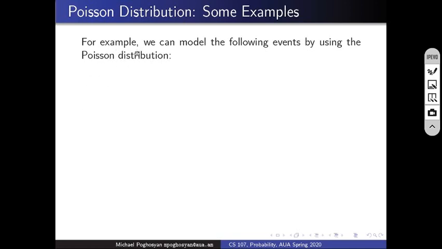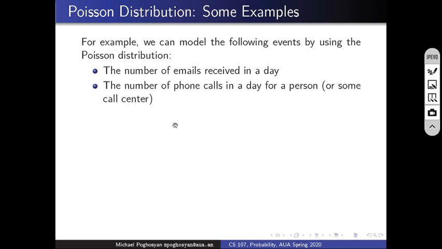Some examples of Poisson distribution. We can model the following events by using the Poisson distribution, and we will talk about some of them. Say the number of emails received per day. Or we can use Poisson distribution to model the number of phone calls in a day for a person or some call center.